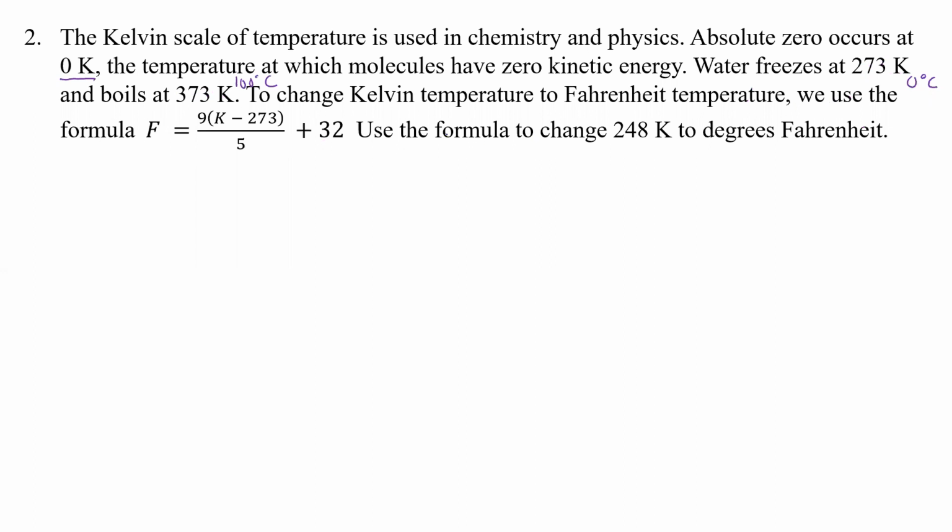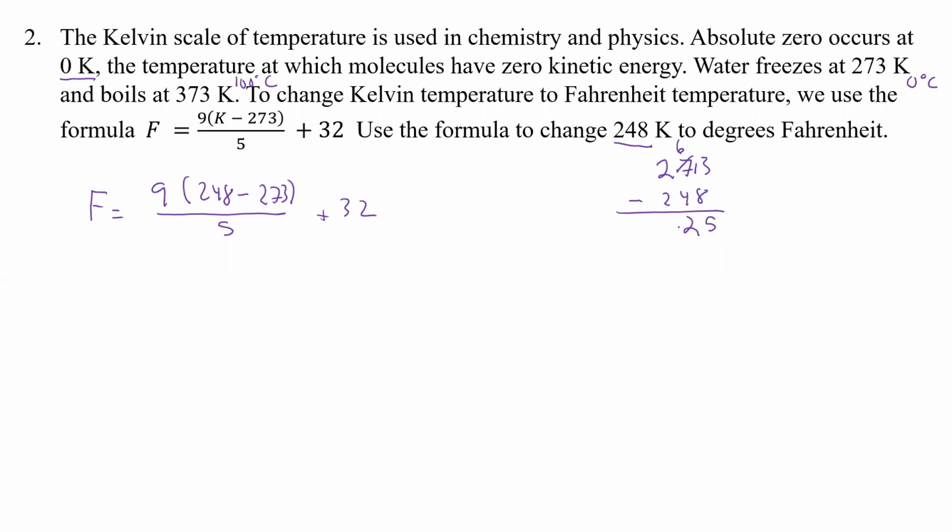What they want us to do is use the formula to change 248 Kelvin to degrees Fahrenheit. So we just have to plug that in. Fahrenheit equals 9 times (248 minus 273) all over 5, and then at the end we add 32. Well, what do we do here? We take the larger 273 minus the smaller 248. Now we have to carry, so that's a 6, that's 13. So 8 plus 5 is 13. 6 minus 4 is 2. So that gives us a negative 25.